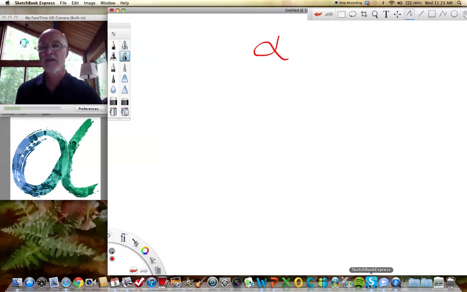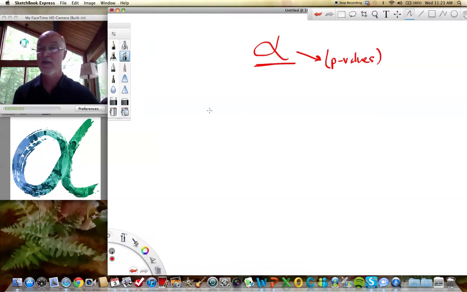Hi guys, so today we are talking about this notion of alpha, and I want to really distinguish between alpha and p-values, which I talked about in a separate video, and that's actually one of the reasons why I am presenting it separately. So alpha.